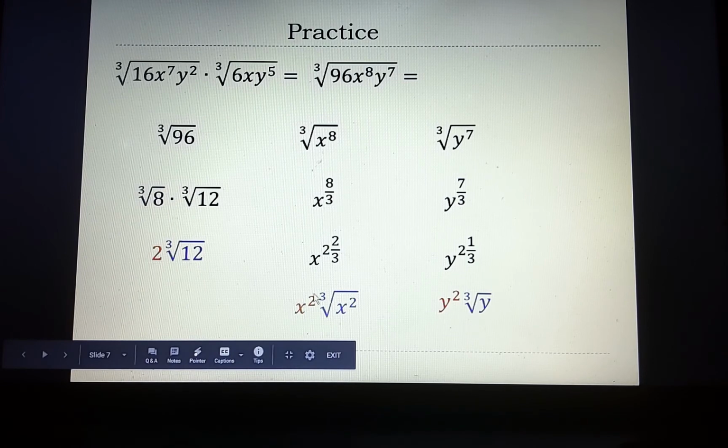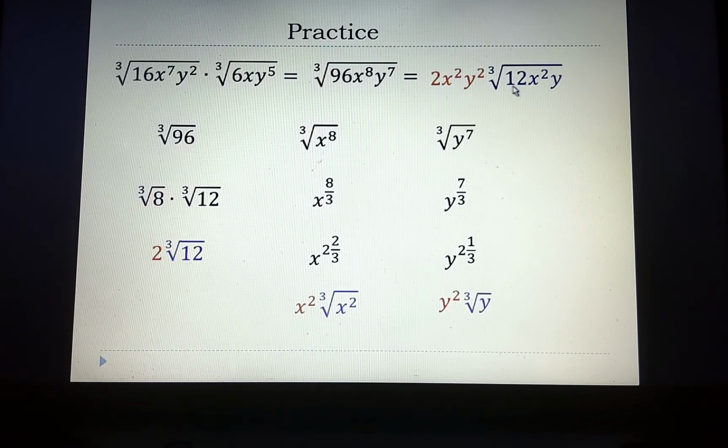So remember, everything outside the radical stays outside the radical. Everything underneath goes back. So I have 2x squared y squared times the 3rd root of 12x squared y.